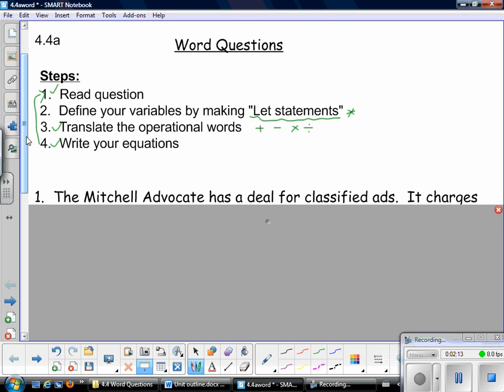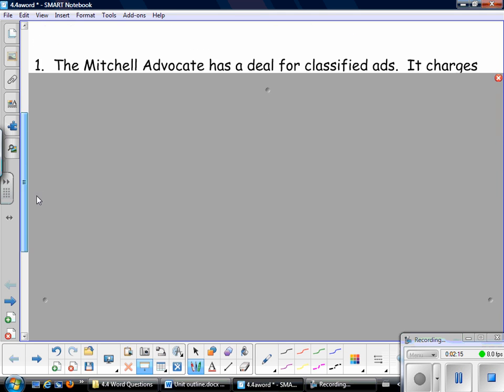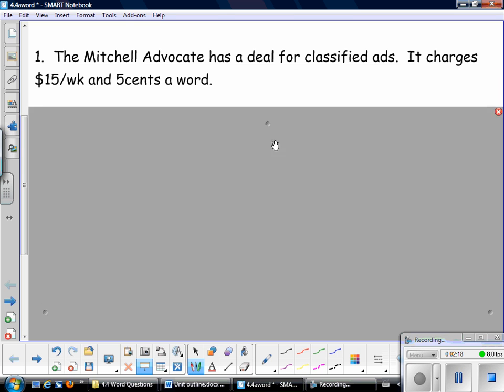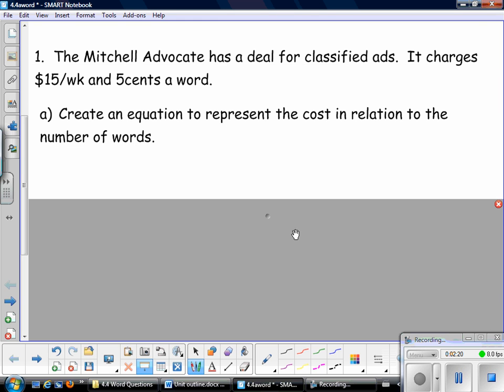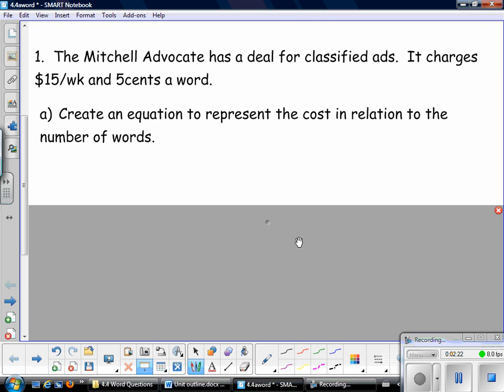So don't think that you can just read it once and automatically be able to do everything. Okay, so let's look at a few of these types of questions. The first one is: the Mitchell Advocate has a deal for classified ads. It charges $15 a week and 5 cents a word. And then it says create an equation to represent the cost in relation to the number of words.